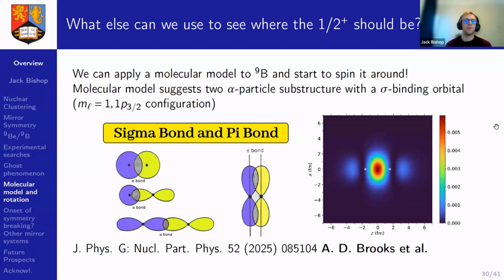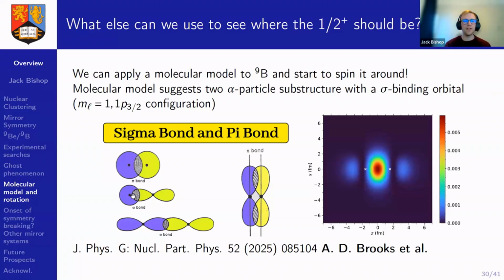So this is very similar to an idea that takes place in chemistry, which is basically just looking at the way that different bonds are taking place as you put two different atoms together. So different types of bonds, we can have sigma bonding and pi bonding. And actually for this 1½ plus state, the expected configuration we have is the sigma bonding orbital.